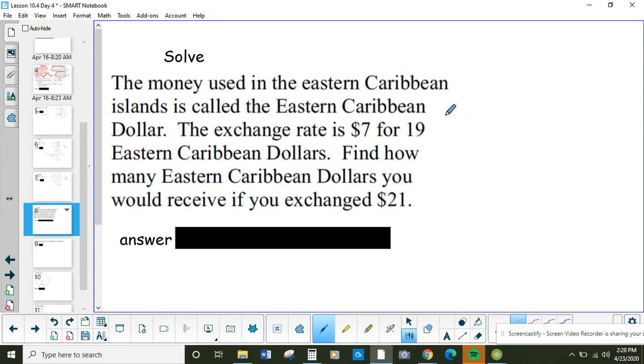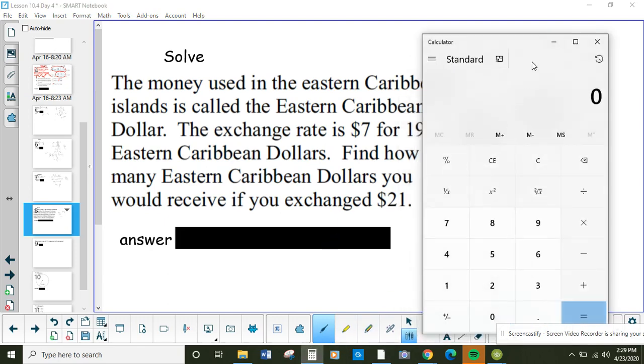So they say in this Eastern Caribbean island that $7 is 19 of their dollars, right? So find how many of their dollars it would be for 21 US dollars. So I'll put US dollars on top and their dollars on the bottom. Since I don't know how many for 21, I can cross multiply, and this is totally fine if you guys break out your calculator right now.